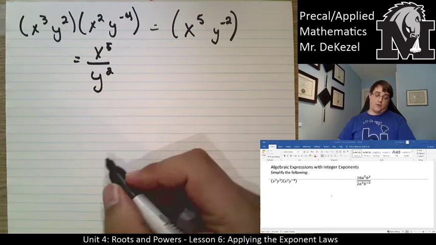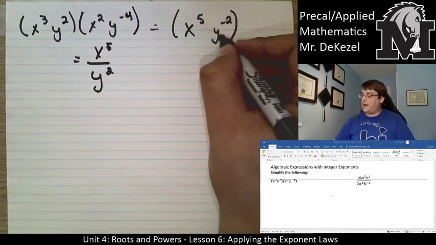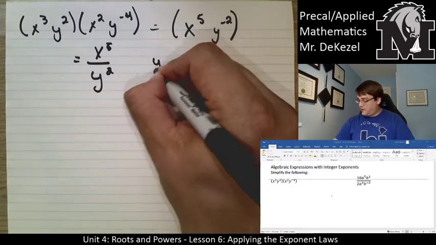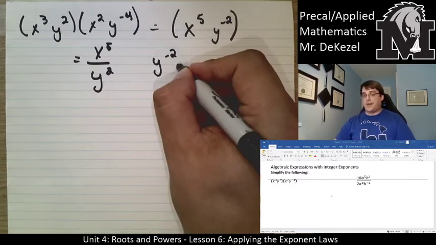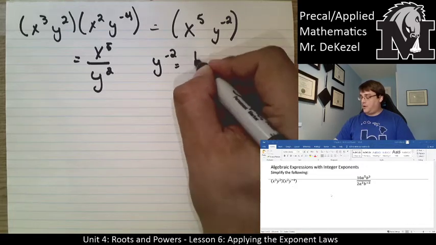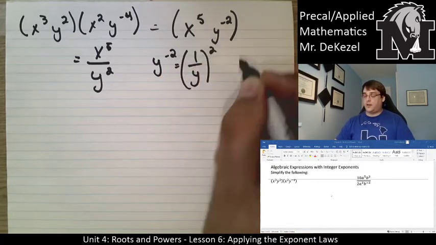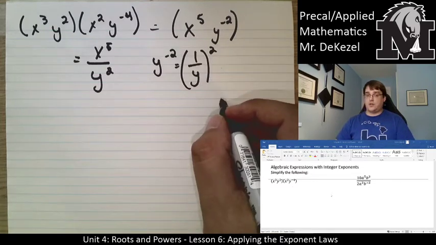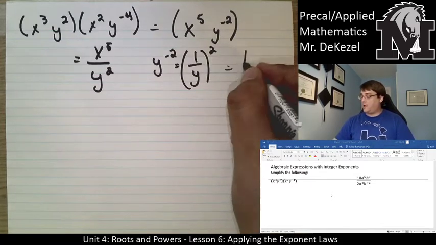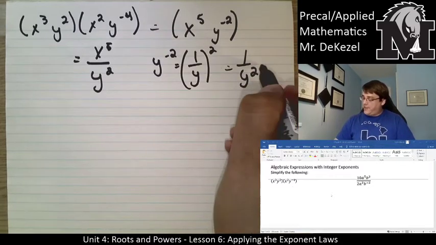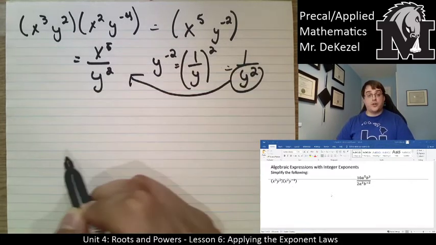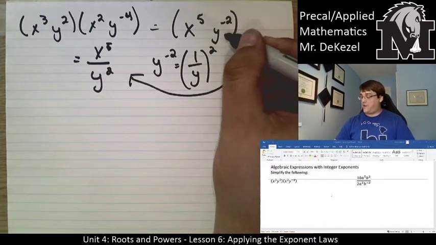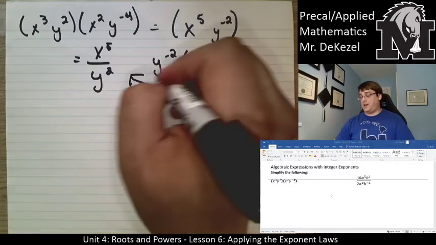And the reason that that works is because if we had just y to the power of negative 2, we would make that positive by going 1 over y and then all squaring that. But 1 squared is 1 and y squared is y squared. So we get 1 over y squared. So that's why we're allowed to put it on the bottom like that. So whenever you have a negative exponent with a variable, you're going to make it positive and put it on the bottom.